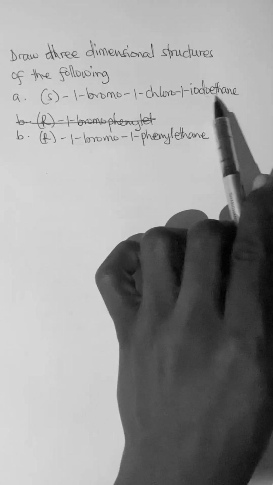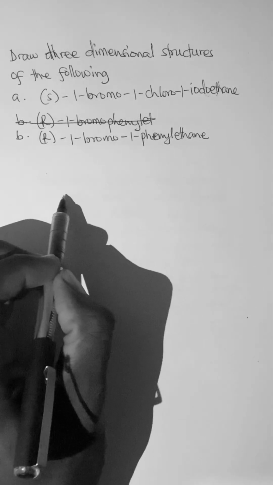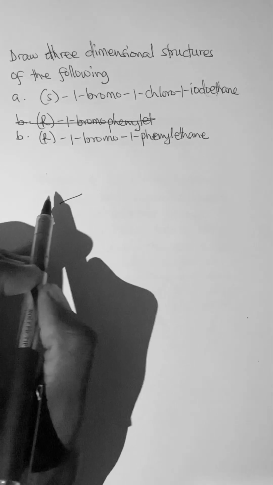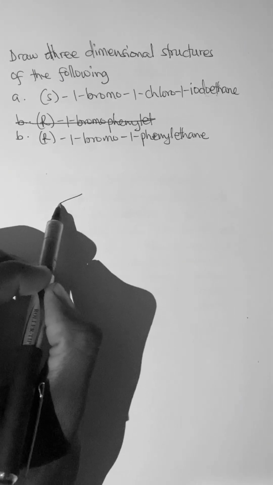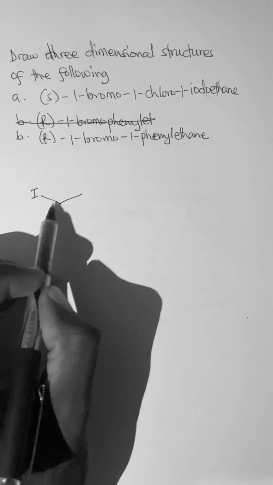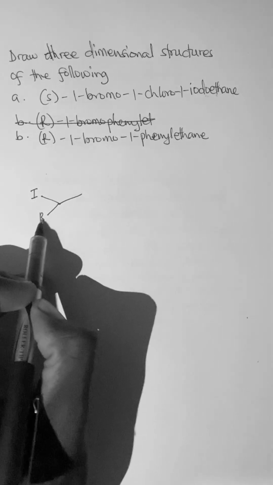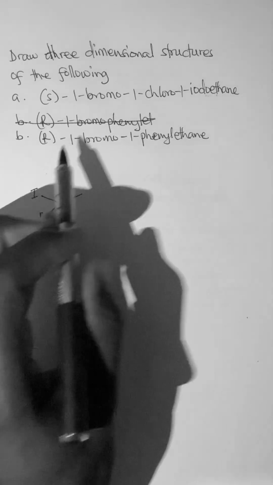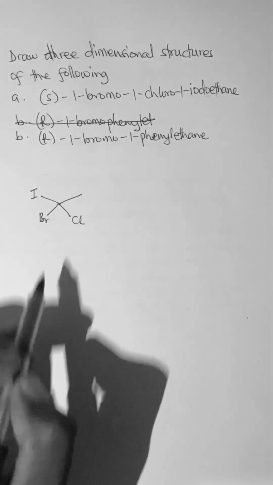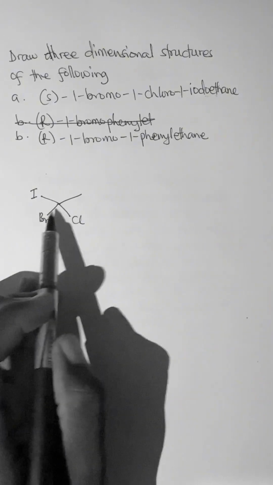So we are talking about iodoethane. So this is our ethane. And then we have 1 iodo, so there's an iodine group here. And then we also have 1 bromo, there's a bromo group here. And then we have 1 chloro, so there's also a chlorine group here. So this is how the molecule is.